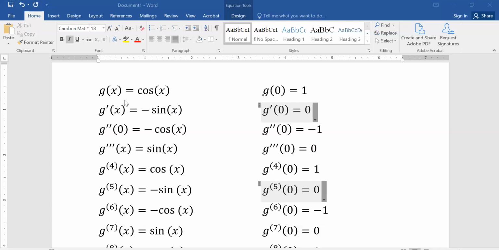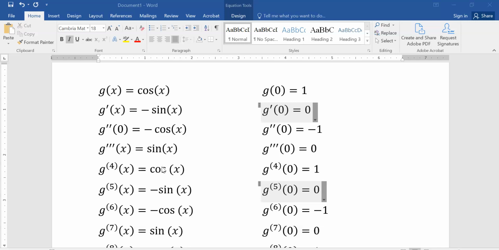So let's take a look at this. Now, first off, let's start taking derivatives. If I have g of x is cosine, the derivative of cosine is negative sine. The derivative of negative sine is negative cosine. The derivative of negative cosine is a positive sine. The derivative of positive sine is cosine. So notice that after 4 derivatives, I get back to my original function again.